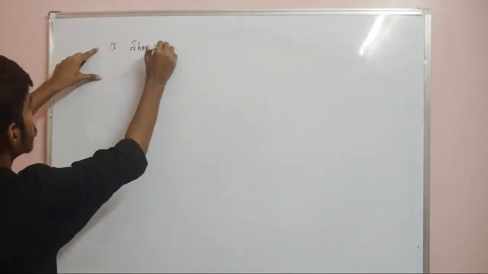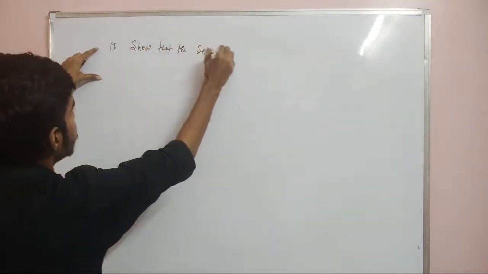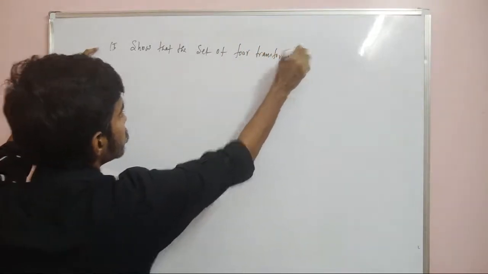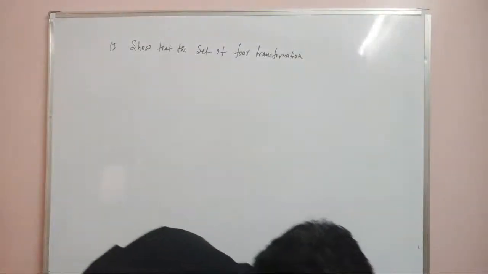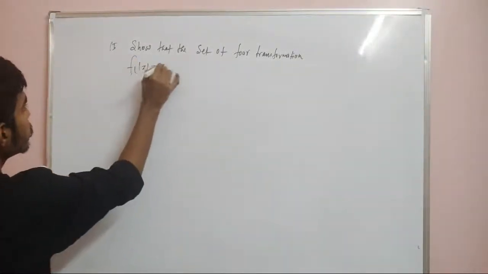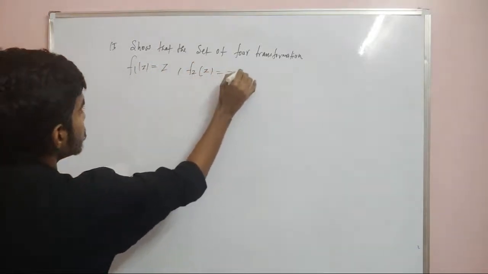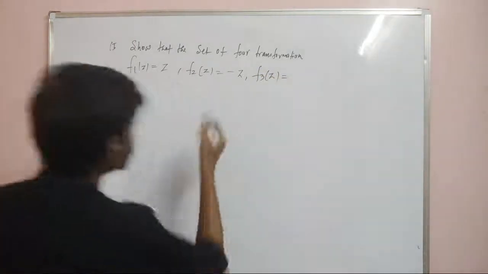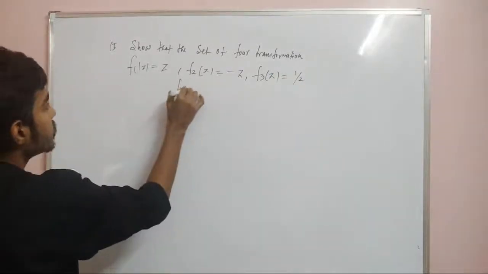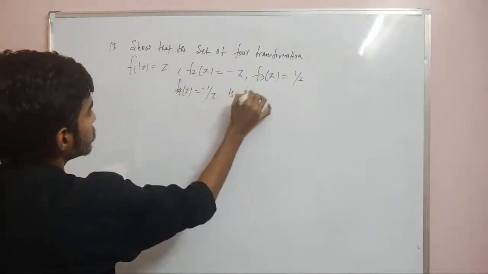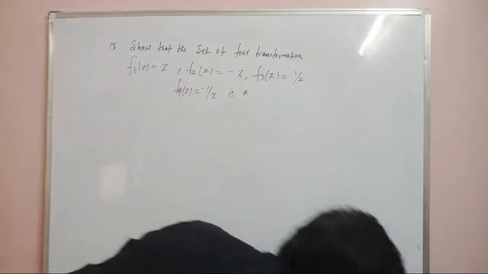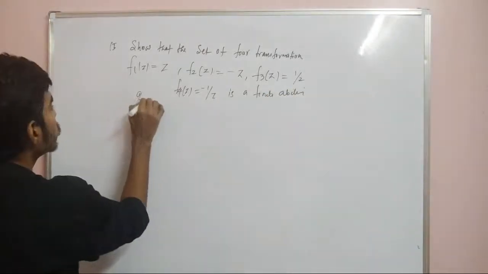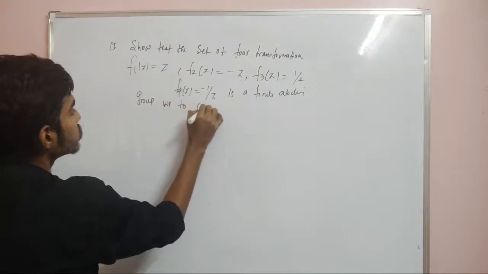Show that the set of 4 transformations, f1 of z is z, f2 of z is minus z, f3 of z is 1 by z, and f4 of z is minus 1 by z, is a finite abelian group with respect to composition.